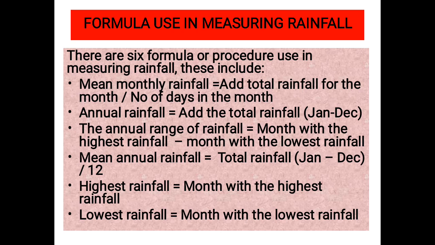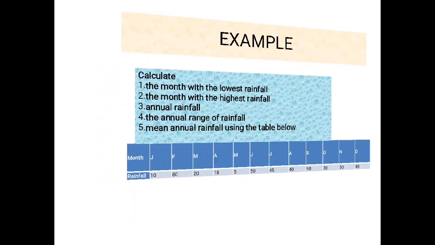Then the other formula is the annual range of rainfall, which is equal to the month with the highest rainfall minus the month with the lowest rainfall. The mean of annual rainfall is the total rainfall from January to December divided by 12 months. Formula number 5 is highest rainfall, which is the month with the highest rainfall. Formula number 6 is lowest rainfall, which is the month with the lowest rainfall.